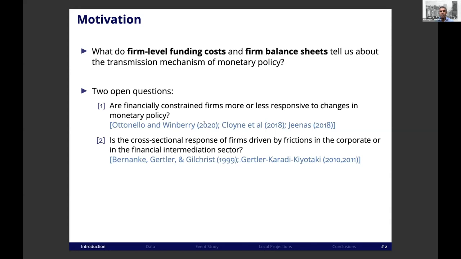The second question we're going to ask is whether the estimated effects of monetary policy on firm-level outcomes are driven by frictions in the corporate sector or in the financial intermediation sector. In other words, we are trying to tease out whether the data is consistent with a view of the world, as in, for example, Bernanke, Gertler, and Gilchrist, where at the core of the model you have financial frictions between financial intermediaries and firms, or whether the data is consistent instead with a view of the world as in the Gertler, Karadi, Kiyotaki framework, where instead at the core of the model you have a friction between depositors and firms.